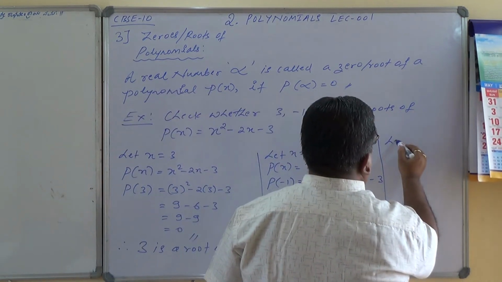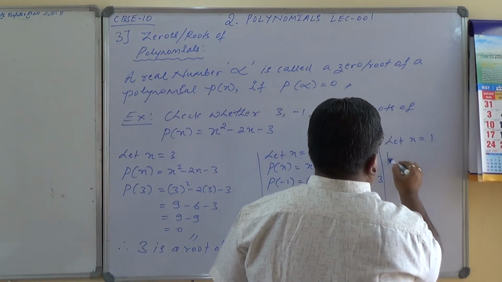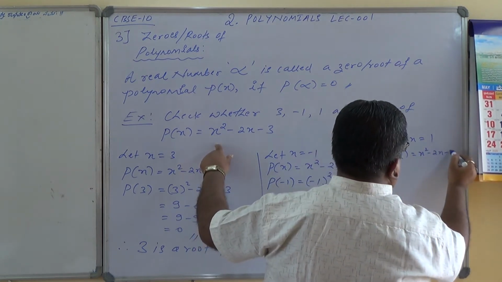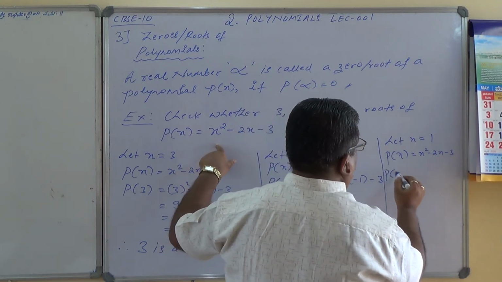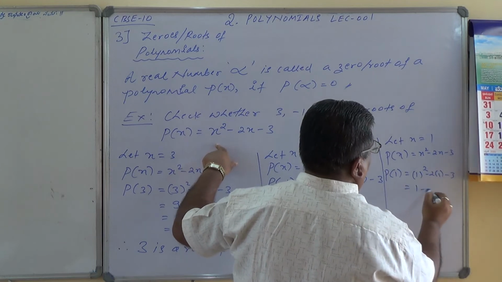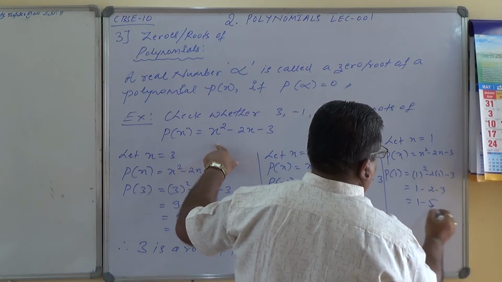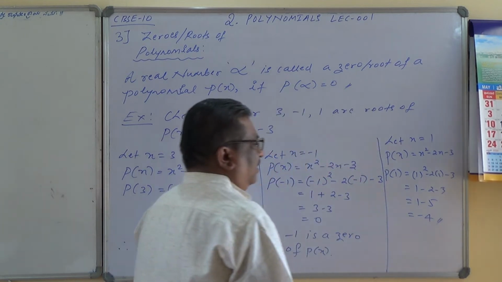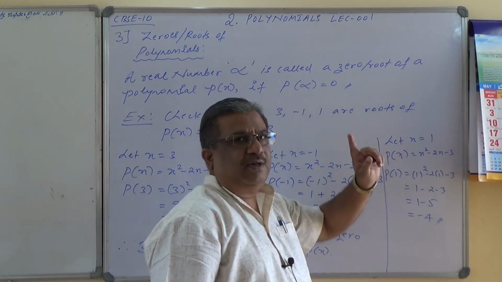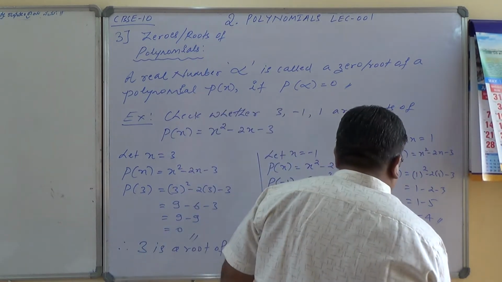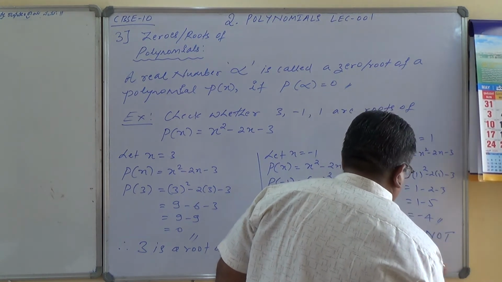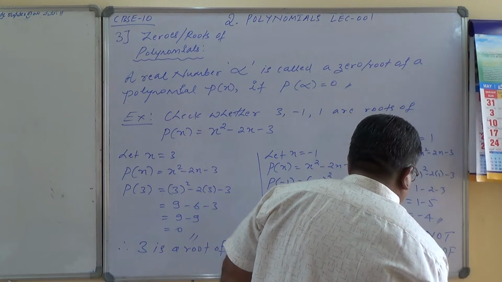Let x equals 1. P of x equals, what is the equation? Let me write once again, x square minus 2x minus 3. So P of 1 equals 1 the whole square minus 2 times 1 minus 3, 1 minus 2 minus 3, which equals 1 minus 5, which is minus 4, isn't it? And therefore, as the polynomial has not reduced to 0, 1 is not the root of a polynomial. Here 1 is not a root of P of x.